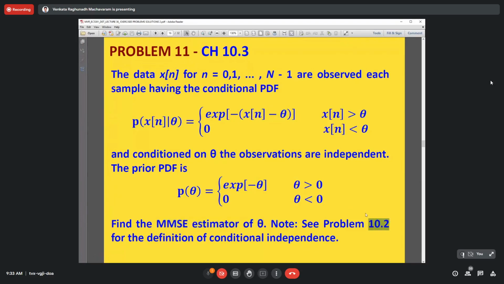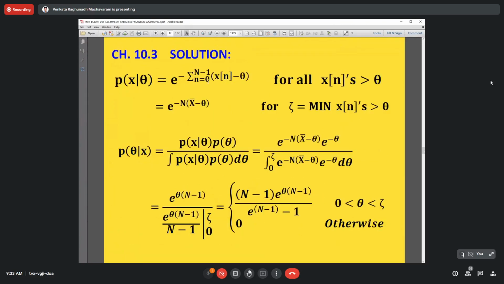For chapter 10.2, you must have seen problems on conditional independence, how to define all of that. From that, you can derive it like this. You substitute e to the minus summation of xn minus theta. You can take it as n into 1 by n of this, which is the sample average, and 1 by n of n theta is theta. So x bar minus theta, for all xn's greater than theta, for some variable psi, the minimum of xn's greater than theta.